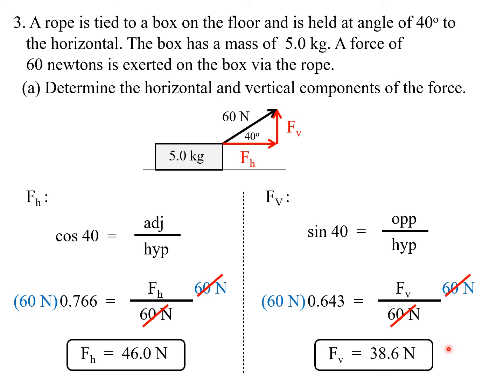Okay. Incidentally, these components do follow the Pythagorean theorem. So if you took f sub h squared plus f sub v squared, that would equal 60 squared. Okay, that might be a little verifier to see if you did your work correctly. Okay, you don't have to, but you can if you want.